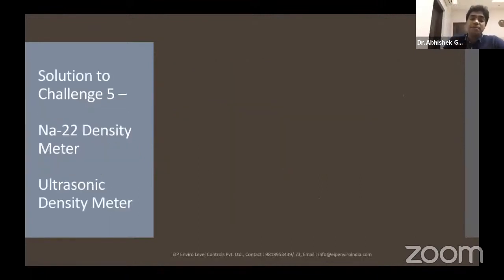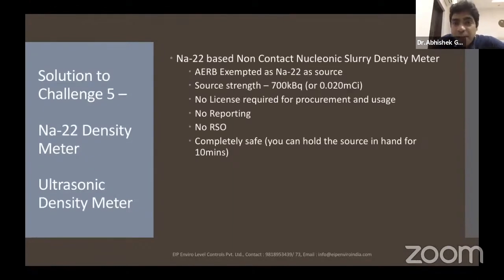So what is the EIP solution for this? We have two unique solutions. First is a sodium 22 based non-contact nucleonic density meter. Yes, it's a nucleonic density meter, but it uses sodium 22 as a source, which is AERB exempted. And why is it AERB exempted? Because the source strength is 700 kilobecquerel or 0.020 millicurie.